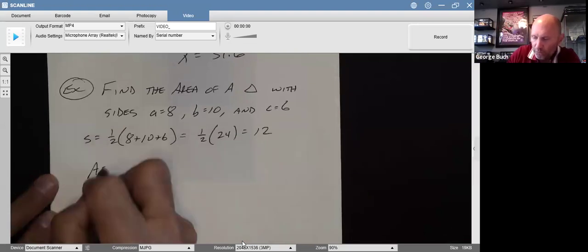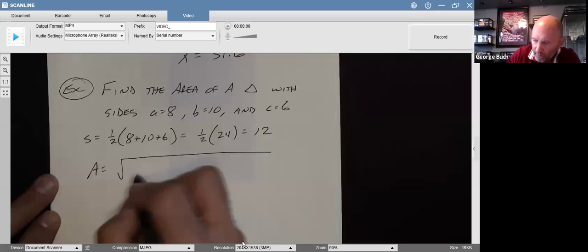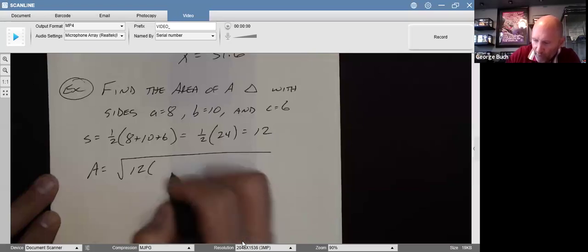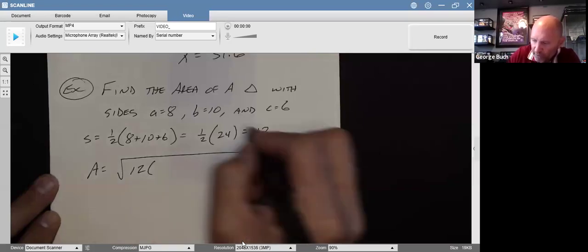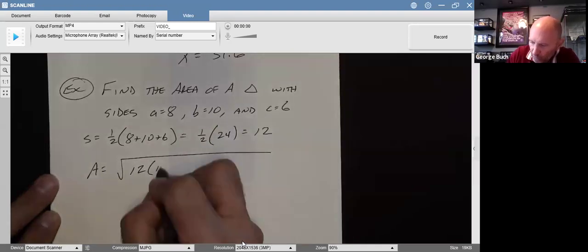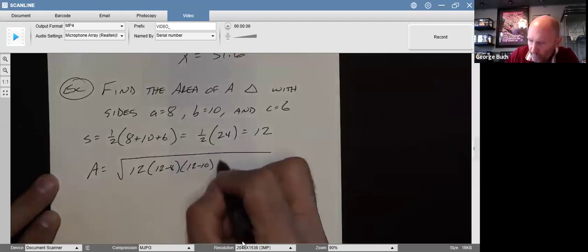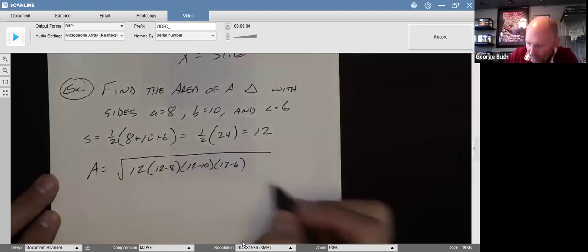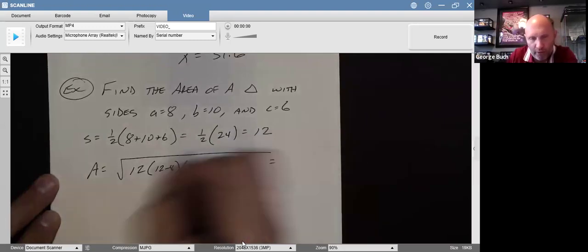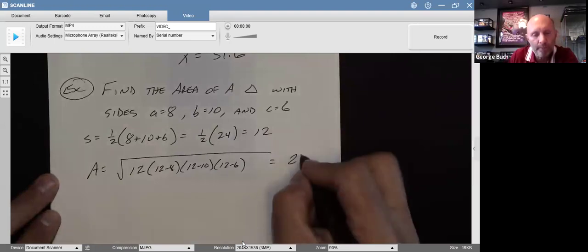So the area is the square root of that value, 12, times, and so this is my S, S minus A, S minus B, S minus C. So 12 minus 8, 12 minus 10, 12 minus 6. And when you do all these calculations, and again, now it's a calculator problem, so I'm just going to skip ahead. When you do all this, your answer should be 24.